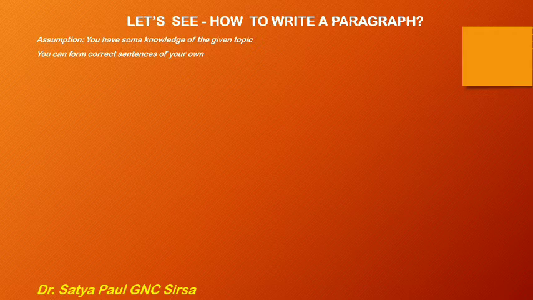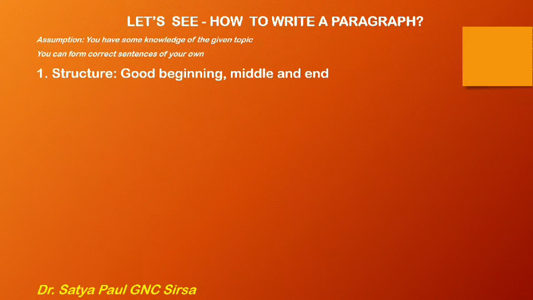writing about. So the first thing, as I asserted in my introductory lecture, that we need for writing a good paragraph is structure. We need to begin well. The paragraph should have a good middle part and we should end in a positive and proper way. Second thing is unity, oneness of purpose.